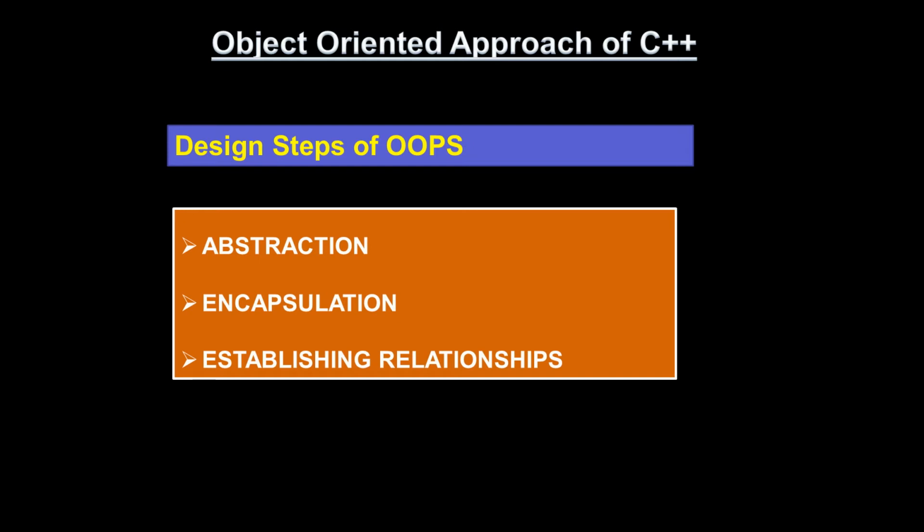Okay, so we will see abstraction first, later we'll see encapsulation, for 10 to 12 sessions, and after that we'll see the remaining sessions, establishing relationships. Whenever you are designing any object oriented programming project, you have to follow these steps: abstraction, encapsulation, and establishing relationships. Let's focus on abstraction first.